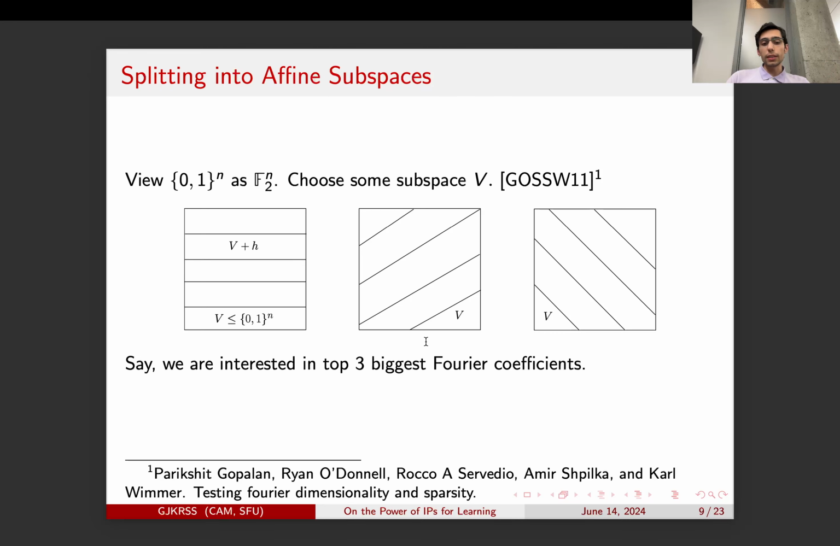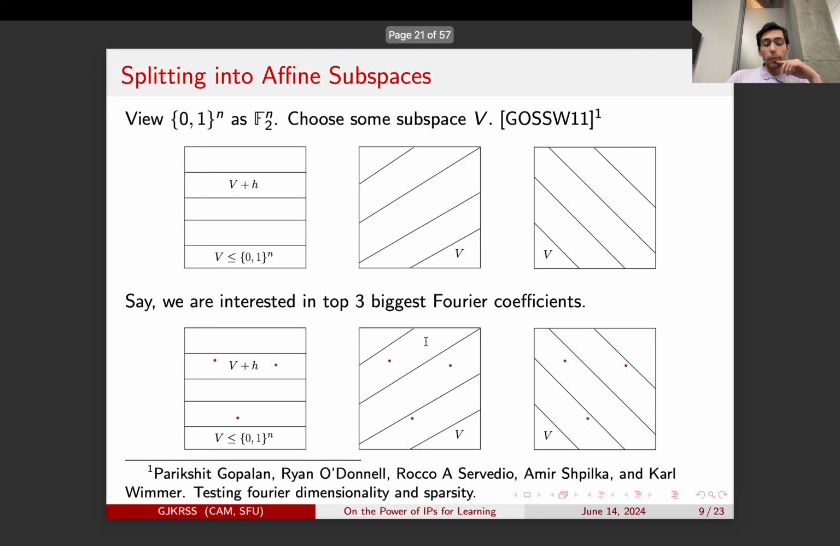Now let's say we are interested in the top 3 coefficients, the largest coefficients of the Boolean function f. Then these coefficients are just represented by these points in this picture. And for our purposes, we would like to choose a subspace V such that all of these top coefficients end up in different cosets.